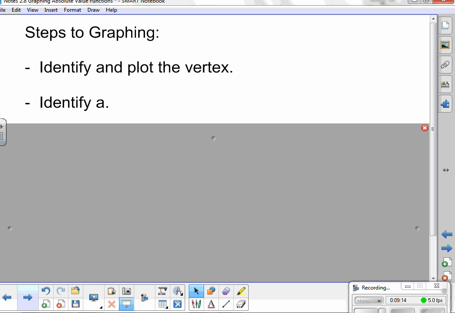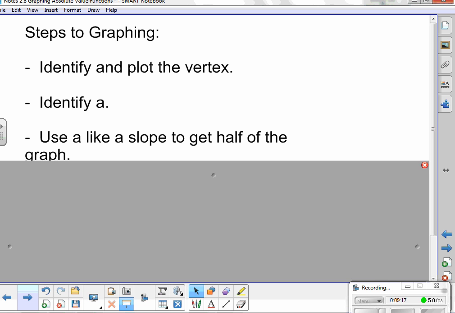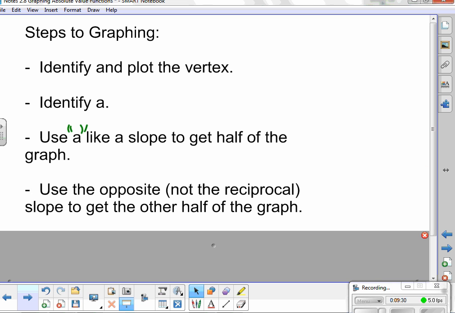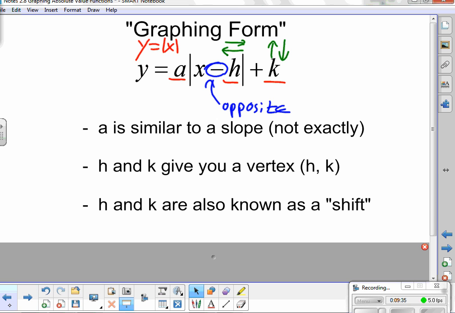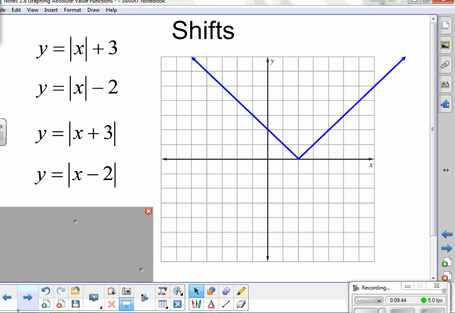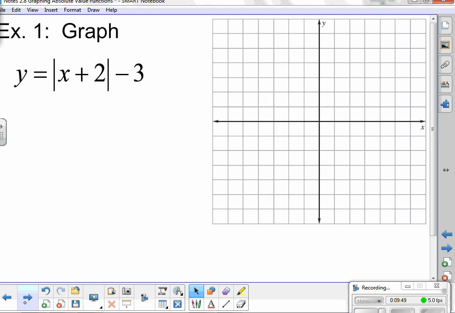Then identify a. A is the number in front of the absolute value bars. You're going to use a like a slope to get half of the graph. You're going to get the other half by doing the opposite. Not the reciprocal, the opposite sign. Kind of like back here where I told you that we had one slope, but then we also had the opposite slope. So you got to use both the slope and the opposite of the slope, meaning the negative of it. Okay.